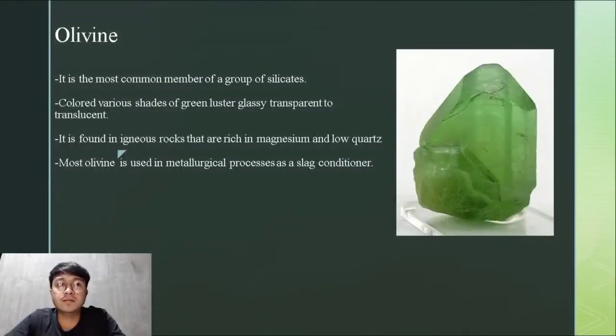Next is olivine. It is the most common member of the group of silicates. Colored in various shades of green, luster glassy, transparent to translucent. It is found in igneous rocks that are rich in magnesium and low in quartz. Most olivine is used in metallurgical processes as a slag conditioner.